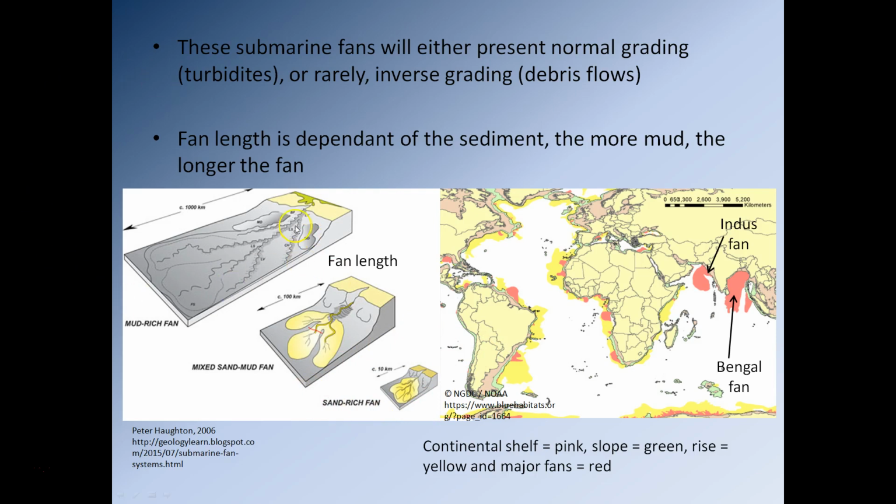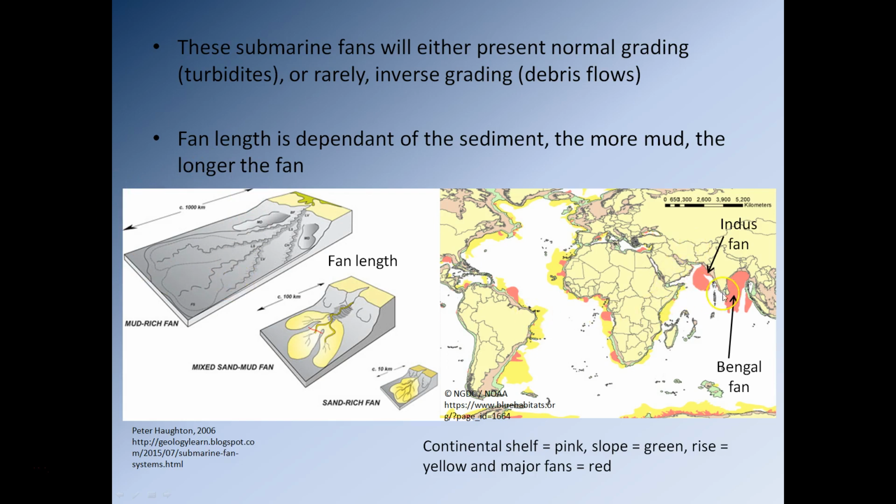Now compare that to a mud-rich fan. Now a mud-rich fan, on the other hand, it's going to come down the continental slope, so the turbidity current comes down the continental slope, and as it hits the continental rise, it starts to lose velocity, but because the material being transported is so light, so it's only clays and silts, that flow will continue for much, much longer. And so you end up with very, very large submarine fans. And you can kind of see that here.